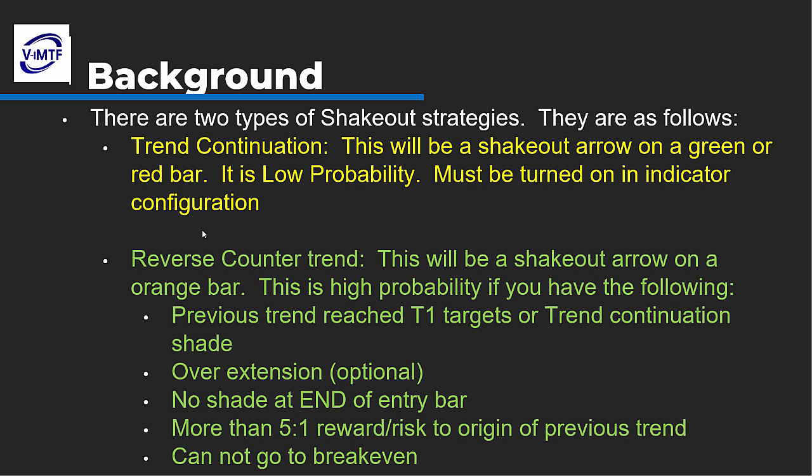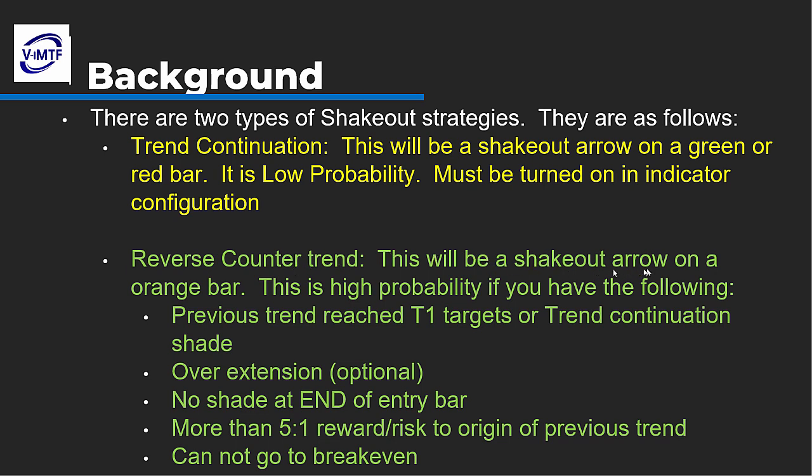Let's go for the background for the shakeout strategy. As I mentioned, there's two types of strategies, trend continuation and a reverse counter trend. The trend continuation has a shakeout arrow in the direction of the shade. That means it's trend continuation and you really don't know how much reward is in there, so we classify this as low probability, okay? By default, the trend continuation arrows are off. If you want to see them, you have to turn it on in the configuration screen, which I'll show you in just a moment. The reverse counter trend is high probability, and by default, these are always turned on. You can't even turn them off.